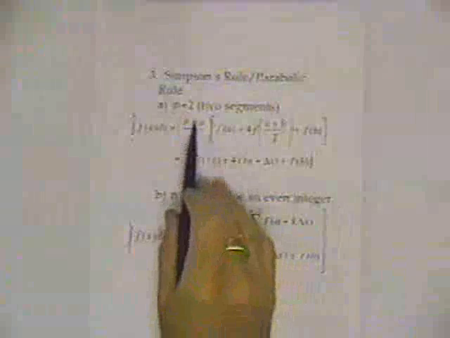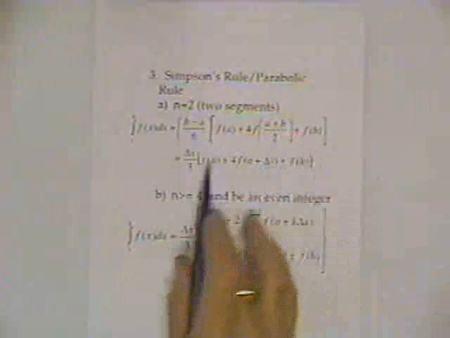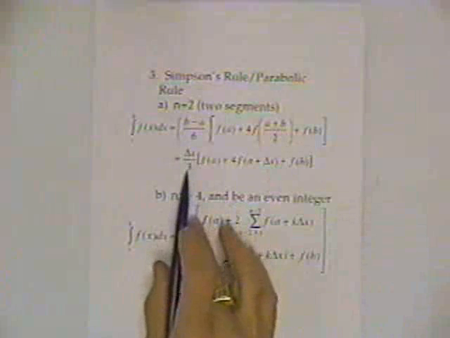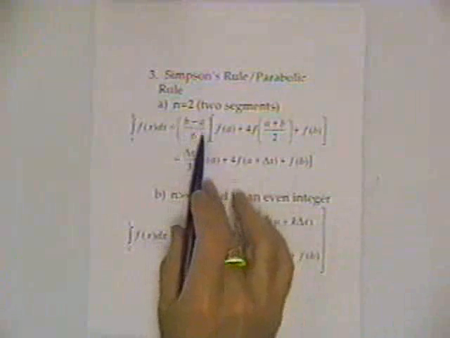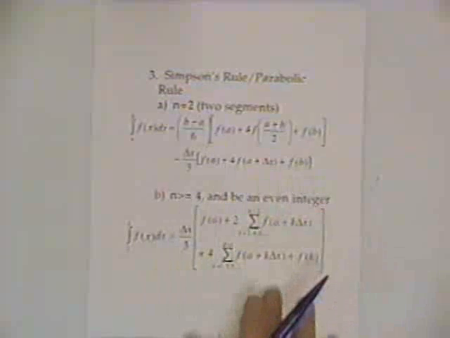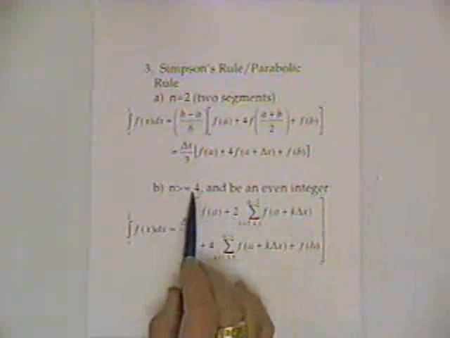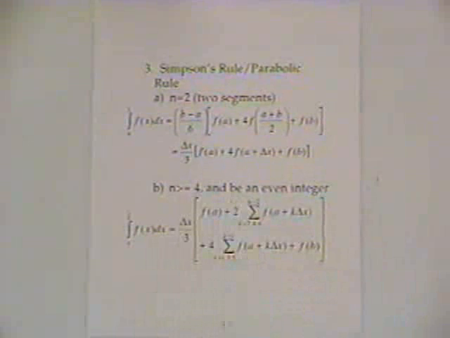You have to have equally spaced data, and it has to come in even numbers of segments. So if you have n equal 2, with equally spaced data, this is the functional form that you can use. You can either use it in this form, or if you like it in terms of delta x, you can put it in this form. That's just based on b minus a over 2 being equal to delta x. If you have more segments, n greater than or equal to 4, and n is an even integer.